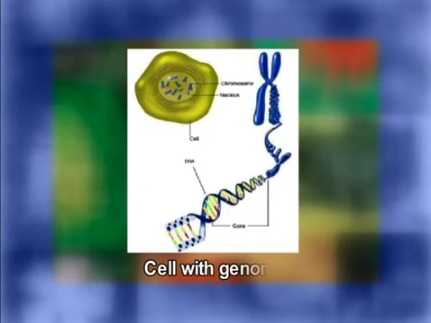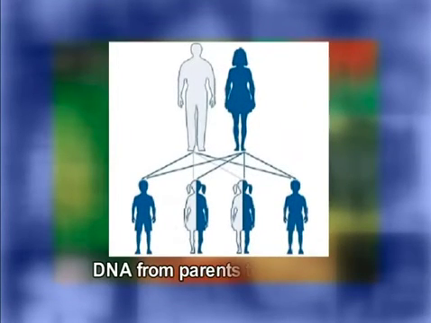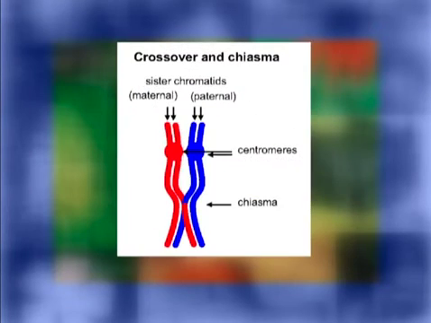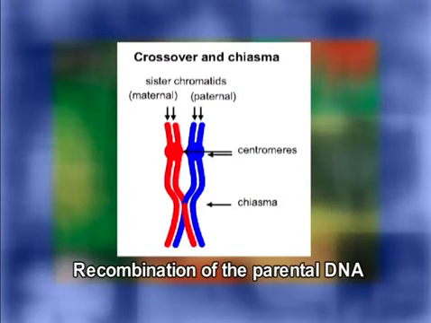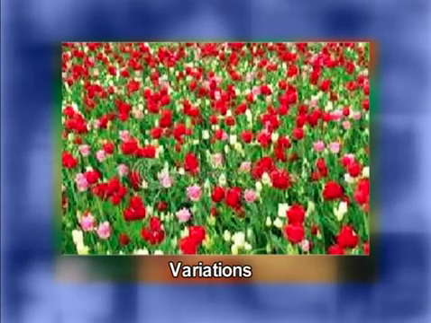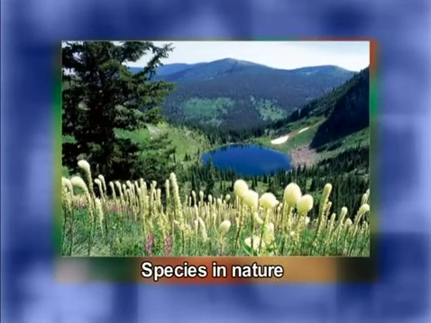DNA replication is important because it ensures that every cell in the body contains a complete and identical genome. DNA replication allows the offspring to have a different combination of DNA than its parents through recombination of the parental DNA during meiosis. Also, DNA replication ensures variations which are critical for species survival in nature.